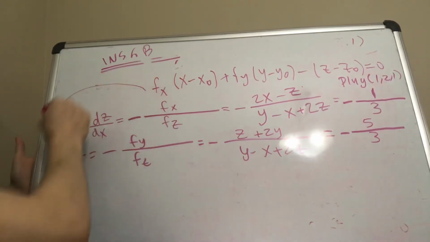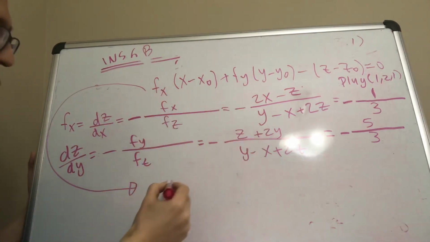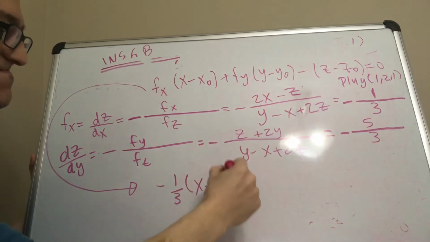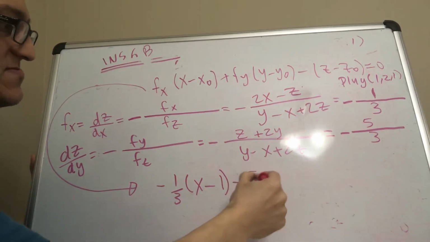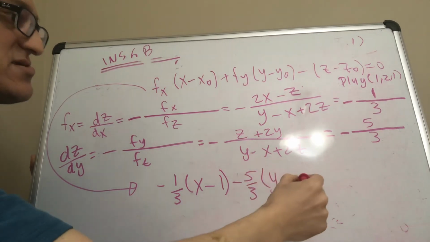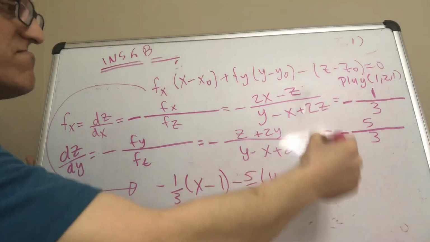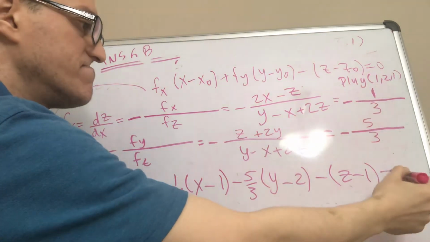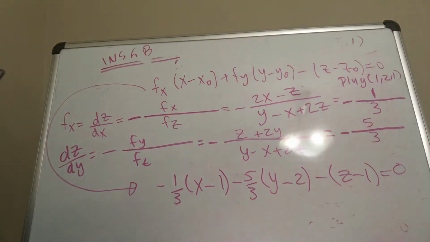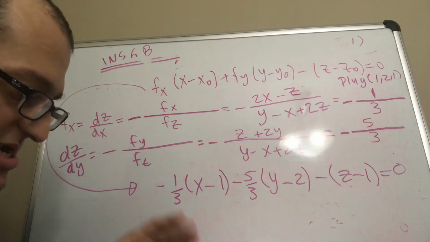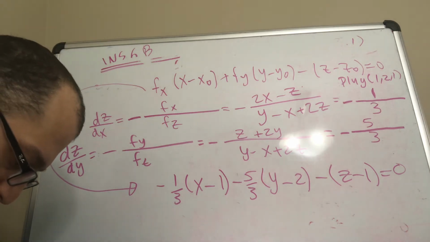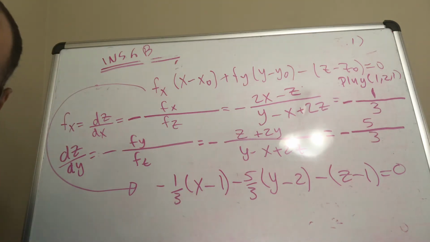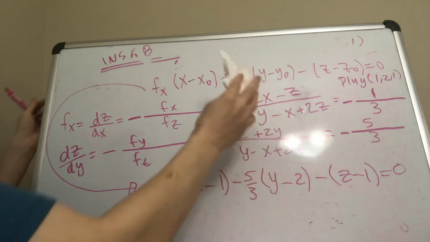Then you go to the surface. We did the derivative: x minus the point, we did the derivative, y minus the point, minus z minus z0, which is 1. This is the equation of the tangent plane to the surface. You can leave it as it is or work it out. It doesn't matter, just leave it like it is.